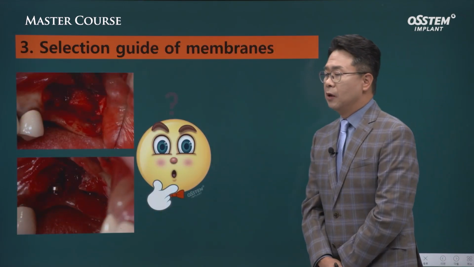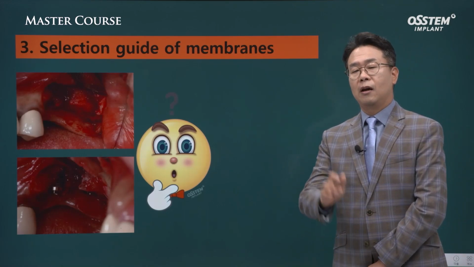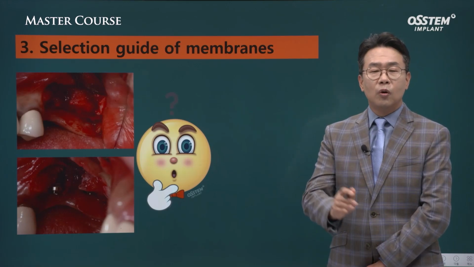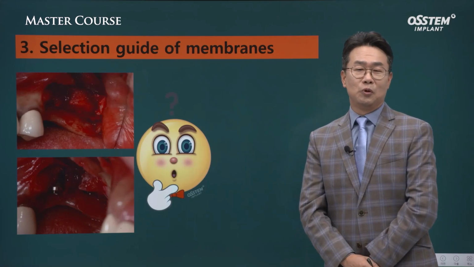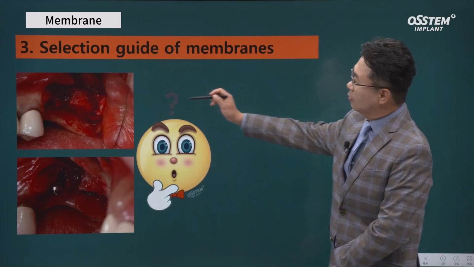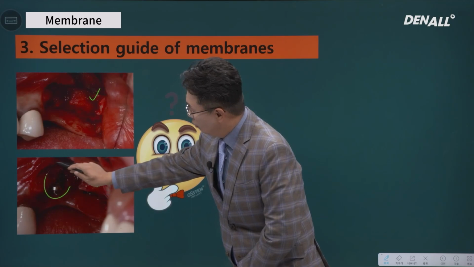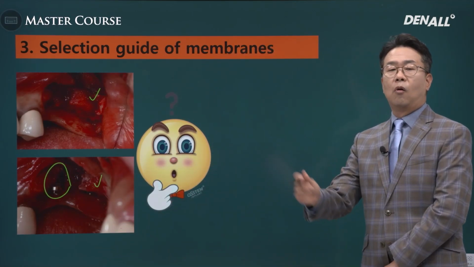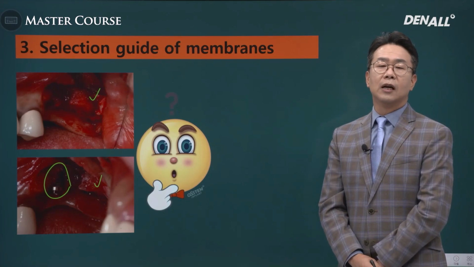Up until now, we have talked about the role and types of membranes, and now I'm going to talk about guidance as to what kind of membrane to use in different clinical cases. This is to help you navigate through clinical treatments. The defect is like this. This is a dehiscence defect. In this case, what kind of material should be used for bone augmentation?